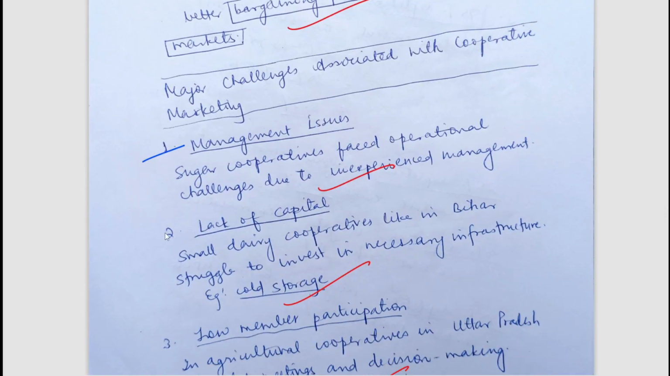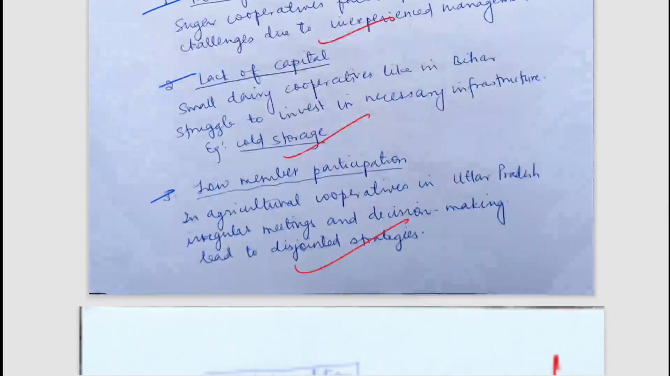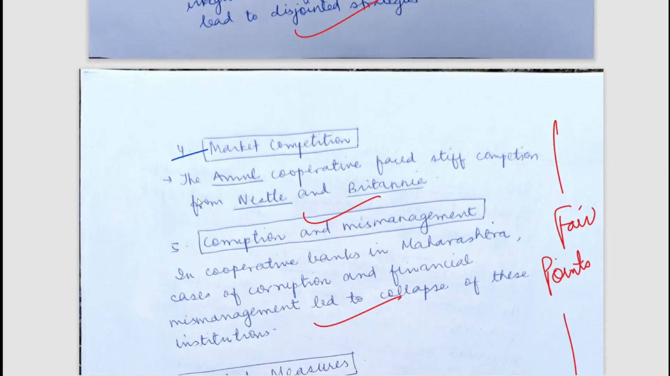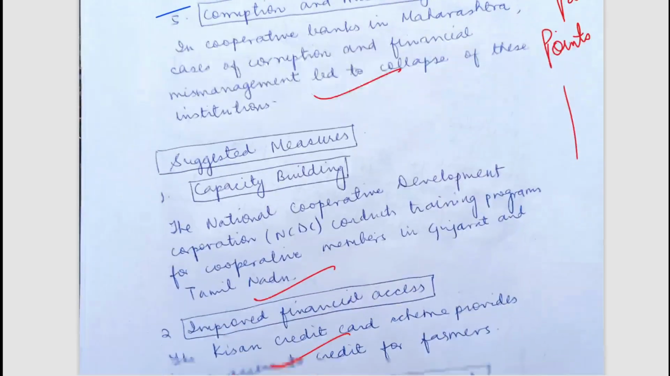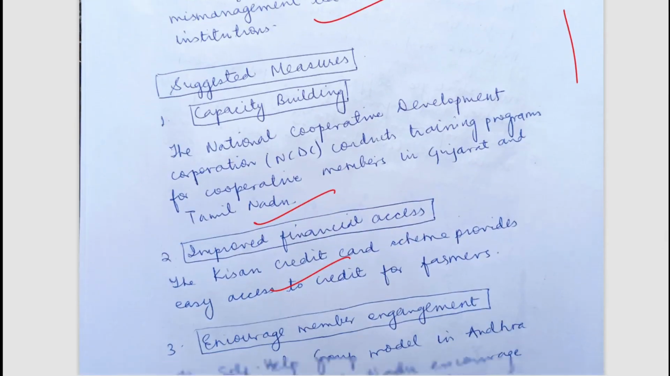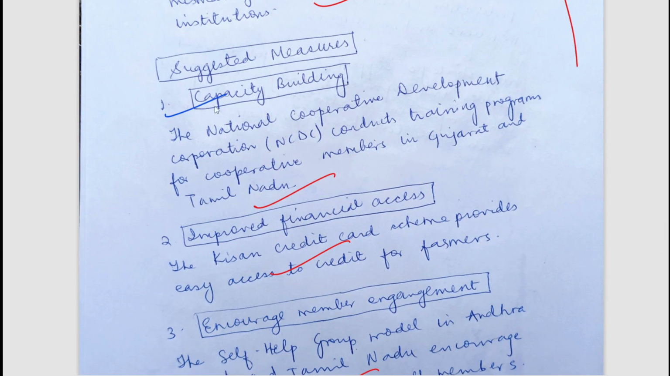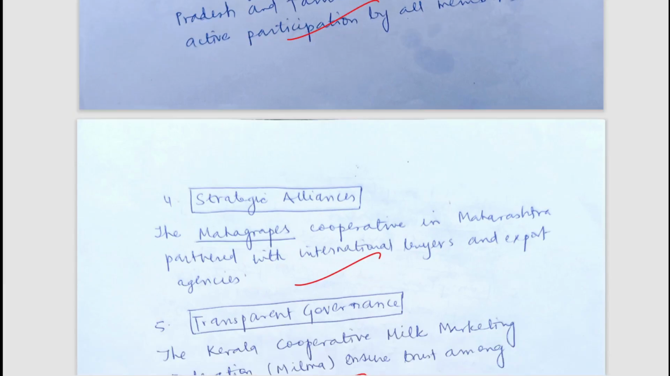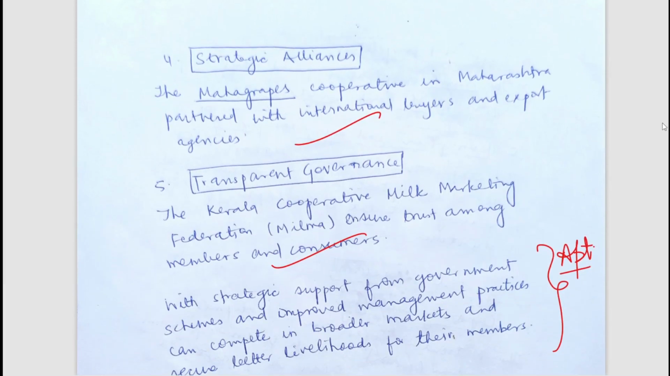Management issues, lack of capital, low number of participation, market competition, and mismanagement. These are some of the challenges. Measures have been suggested such as capacity building, improvement of financial assets, and encouraging member engagement. So it is a fairly written answer. You can pause and read the answers.